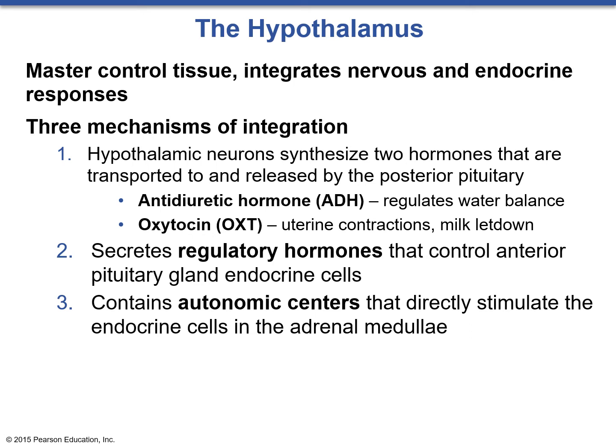It is the master control tissue that integrates nervous and endocrine responses together to create the neuroendocrine system. There are three main mechanisms by which the hypothalamus integrates directly with the rest of the endocrine system. It does this through making two hormones, antidiuretic hormone and oxytocin, secreting regulatory hormones, which are hormones that act upon the anterior pituitary gland to produce other hormones, and containing autonomic centers or neurons that actually connect with the adrenal medulla and cause the release of epinephrine and norepinephrine.